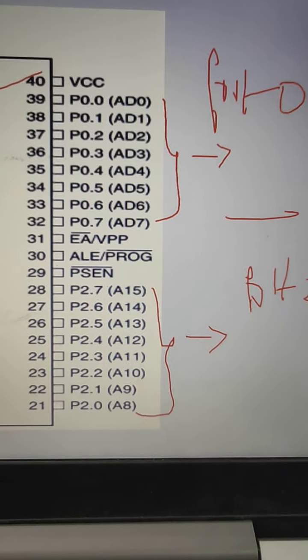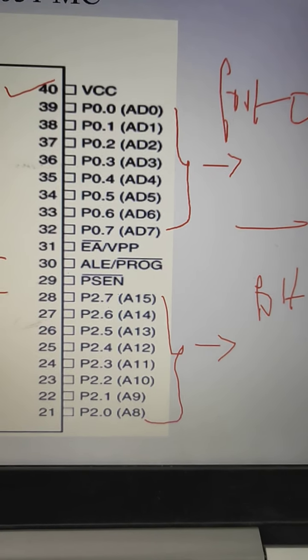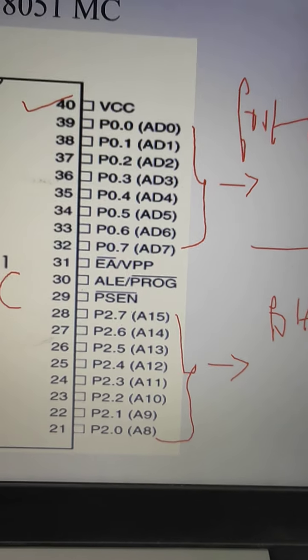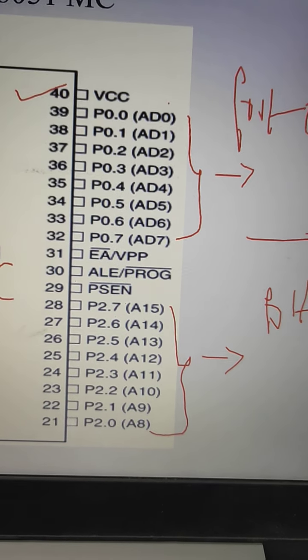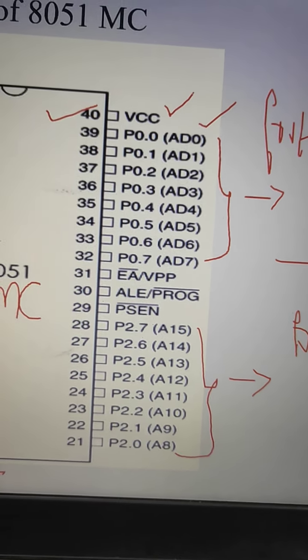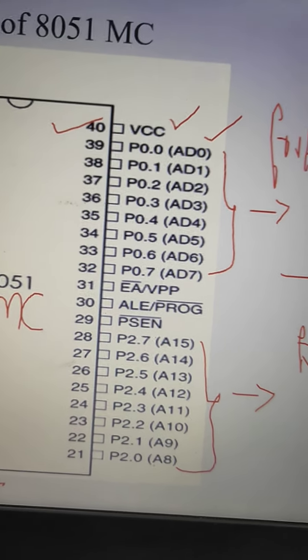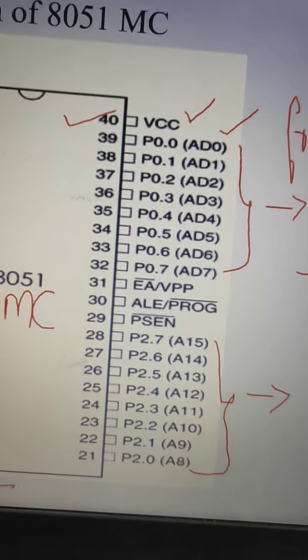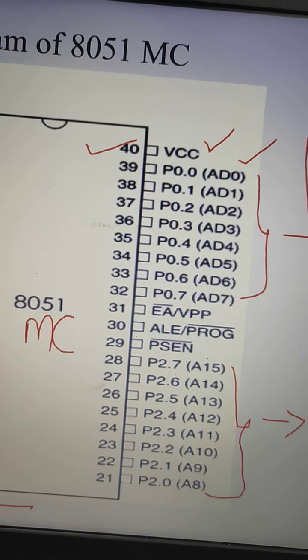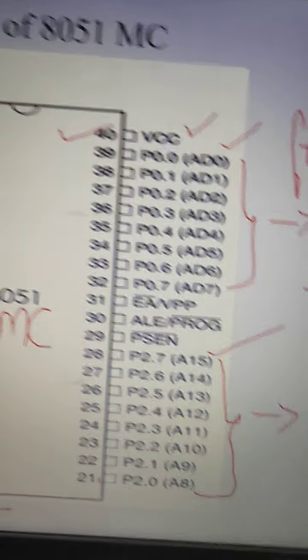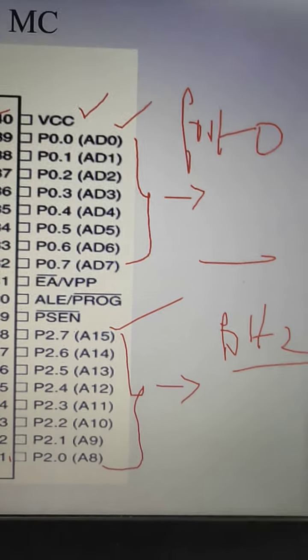Why only address? We know the features of the 8051: we have address bits as 16 and data as 8. So here 8 bits have been used for data and 8 for address. But still 8 address bits are left over that will be accessed from port 2. Okay, A8 to A15, the pins are 21 to 28. These have been accessed from port 2.